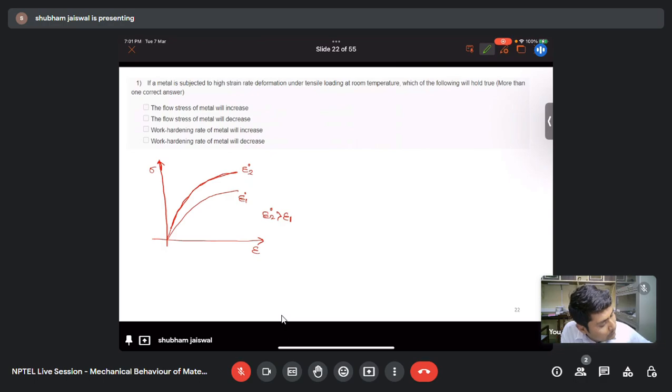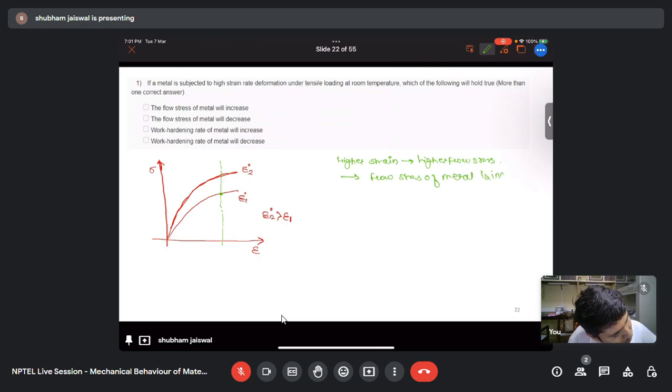So let's assume the uniform strain in both the materials. Now you can see that the higher strain rate has higher flow stress. It means the flow stress of metal is increasing. So here, this one is correct.